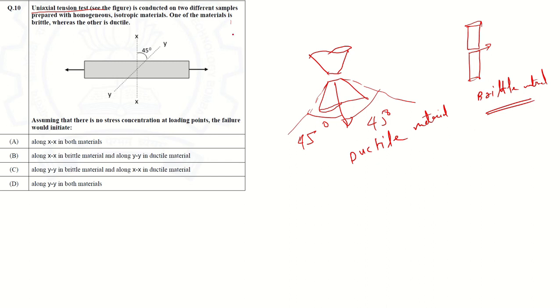Here a tensile load is applied. One of the materials is brittle, whereas the other is ductile. Assuming that there is no stress concentration at the loading point, the failure could be initiated along the x-axis in the brittle material, because brittle fracture is perpendicular to the surface, and along y in the ductile material. Along y, this is 45 degrees as given. So along y in ductile material. This is the right option.